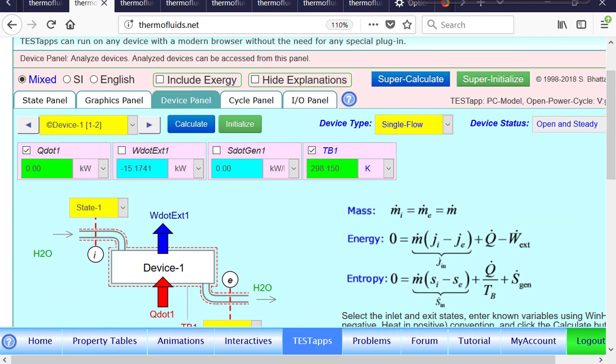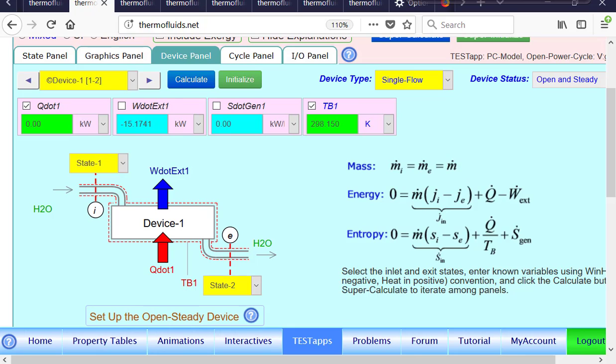In the device panel, again, it's very standard. Device 1 is our pump. It operates between state 1 and 2, and heat transfer is 0, so pump work is found. Device 2 is the boiler, again 2 to 3, and as you can see, there is no work, and therefore heat transfer is found.